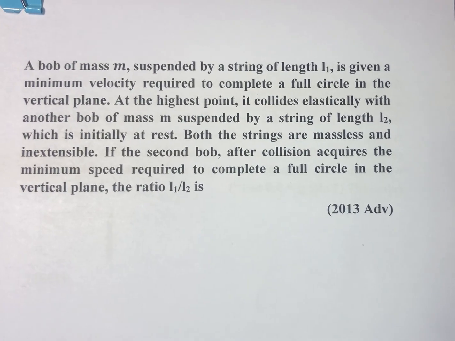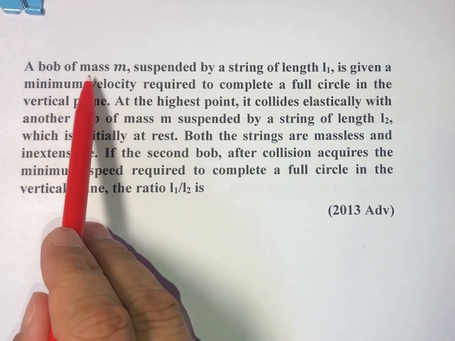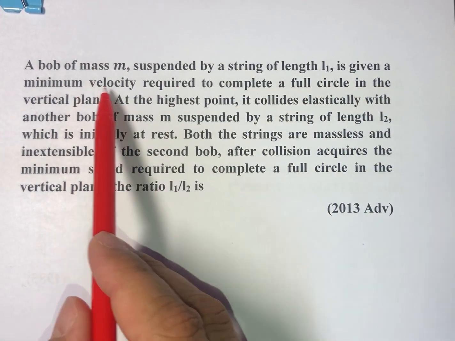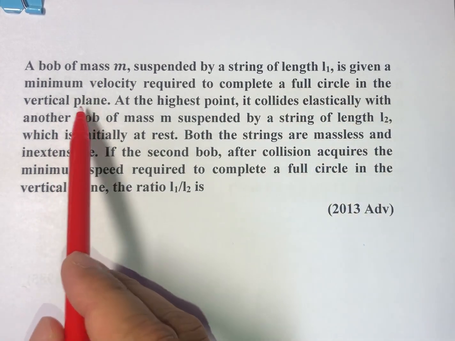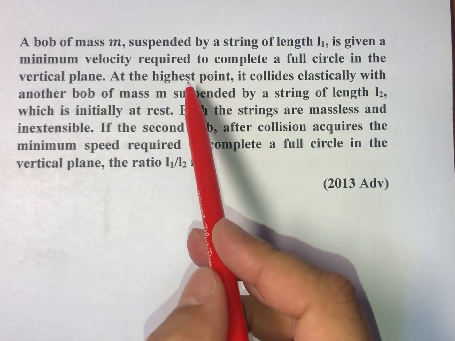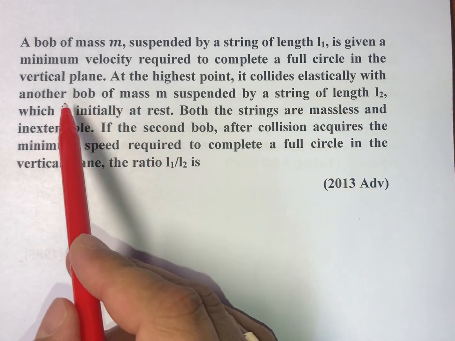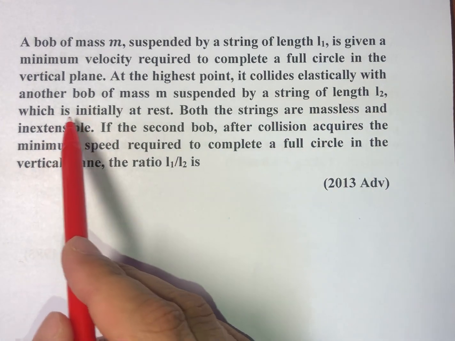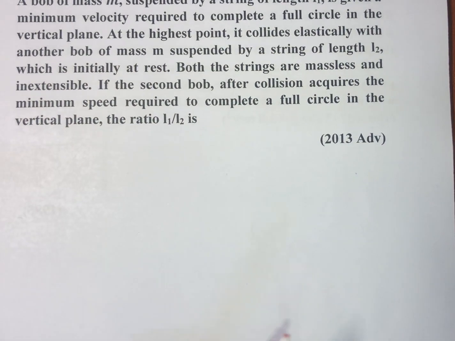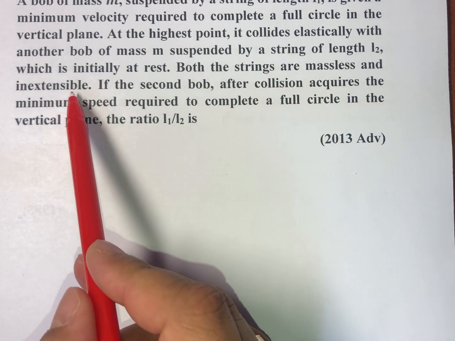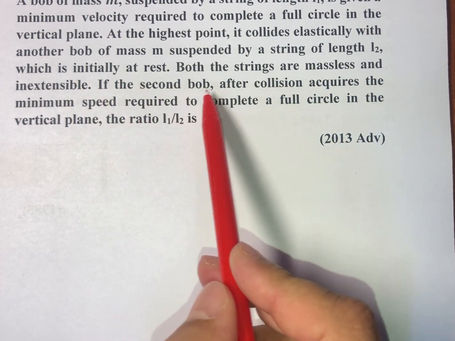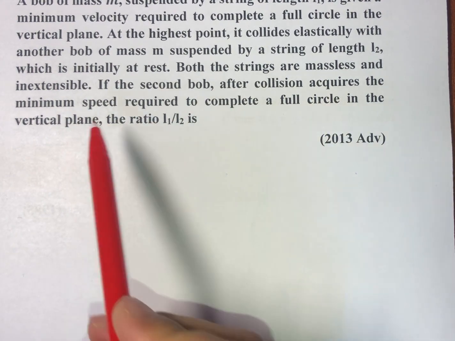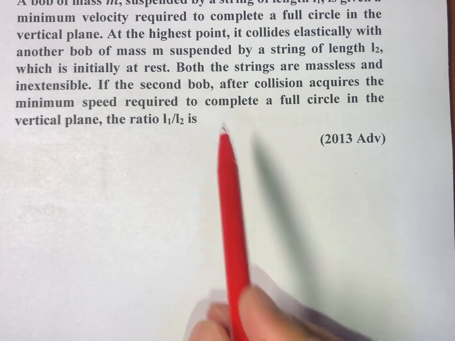Hello friends, in today's question, a bob of mass m suspended by a string of length L1 is given a minimum velocity required to complete a full circle in the vertical plane. At the highest point, it collides elastically with another bob of mass m suspended by a string of length L2, which is initially at rest. Both strings are massless and inextensible. If the second bob after collision acquires the minimum speed required to complete a full circle in the vertical plane, find the ratio of L1 and L2.